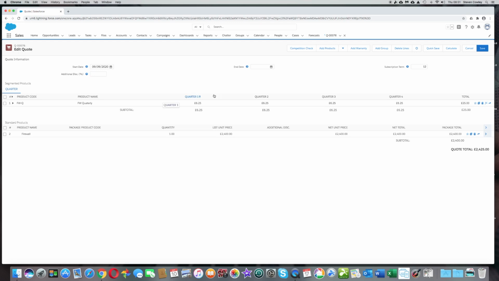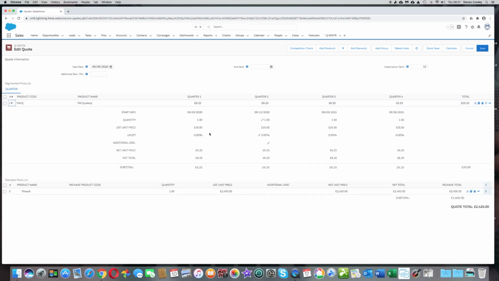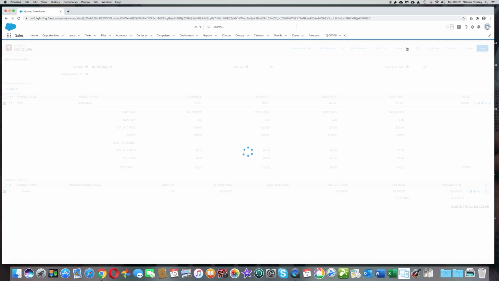If I now change the subscription term to 12 months and recalculate, you'll see we now have the 4 quarters, and each of these quarters are independent of one another. So we could add uplift as we went through the contract, or we could add additional discount, and we can change the quantities as the customer's going through and using them.